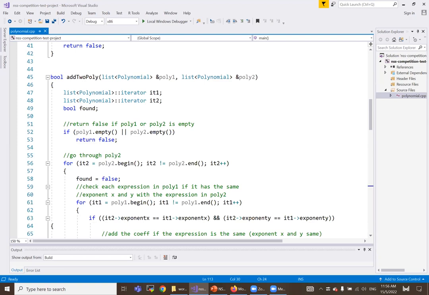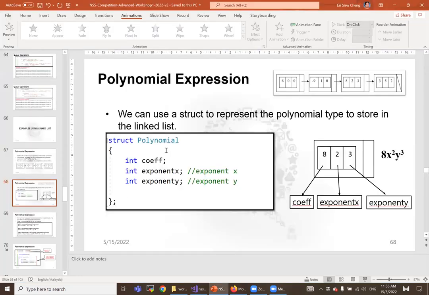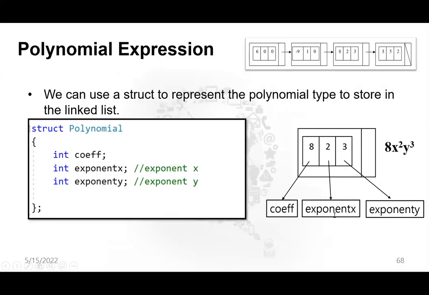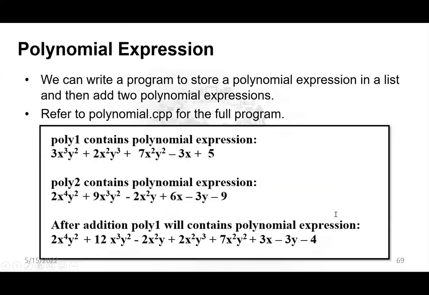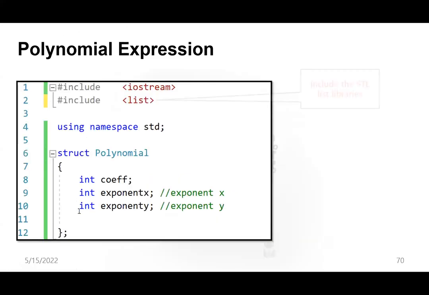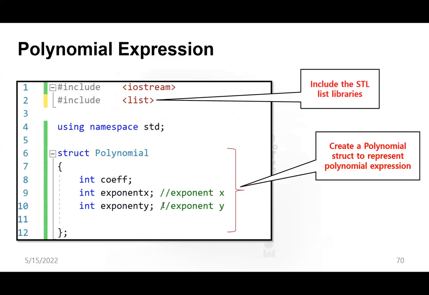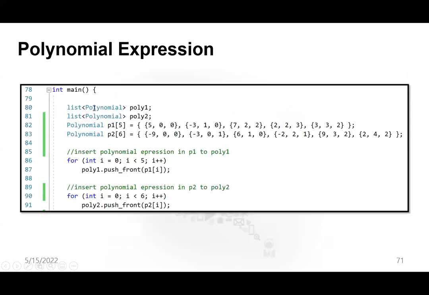So what I need to do is, of course, include the list and then create the structure to represent the polynomial expression. If you want to have more exponents, you can add, or if you just want to try with one exponent, you can take away this exponent y. Just with exponent x also can. Then in the main, create two lists that store the polynomial type, where inside every node you will have coefficient, exponent x and exponent y. The first one is called poly 1, the second one poly 2.